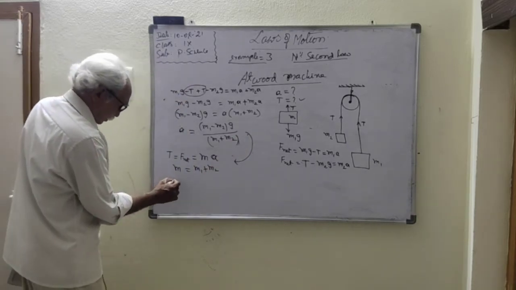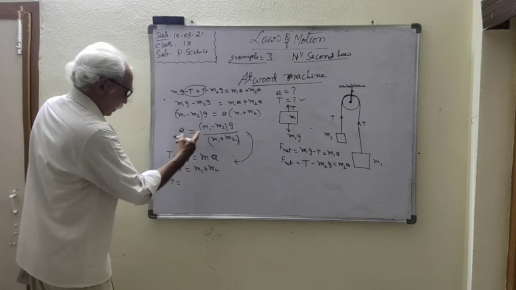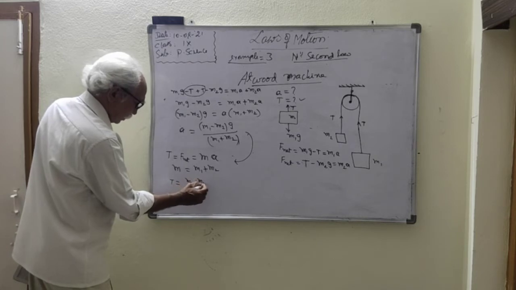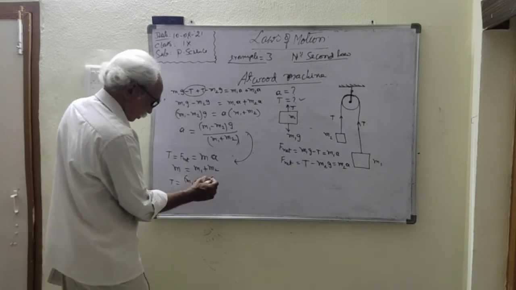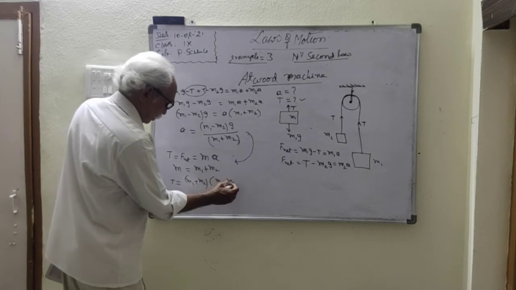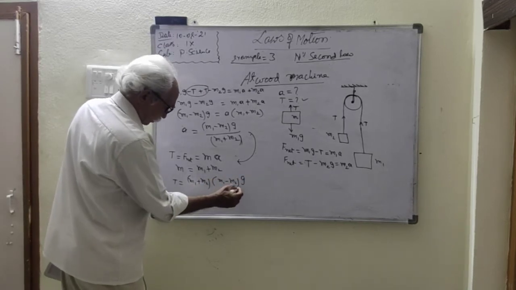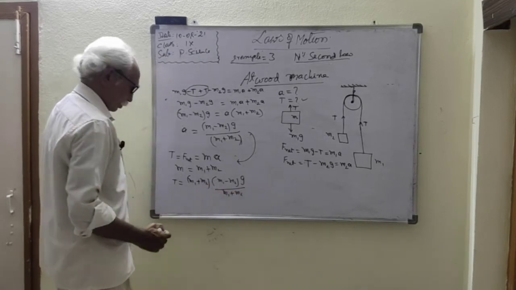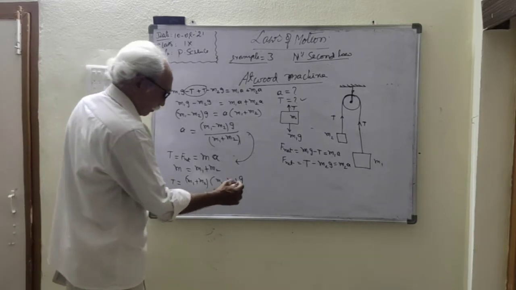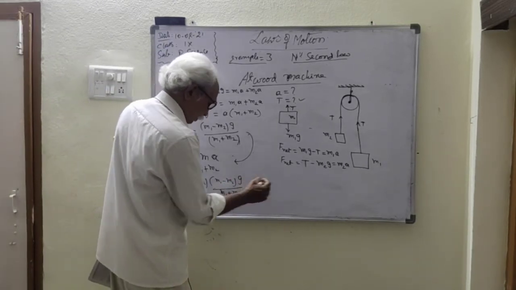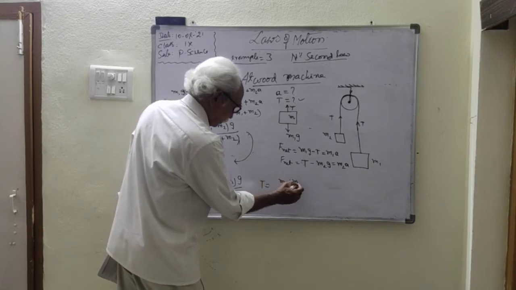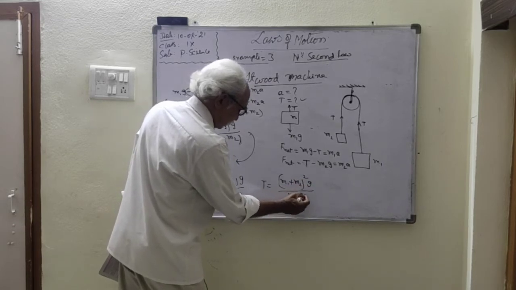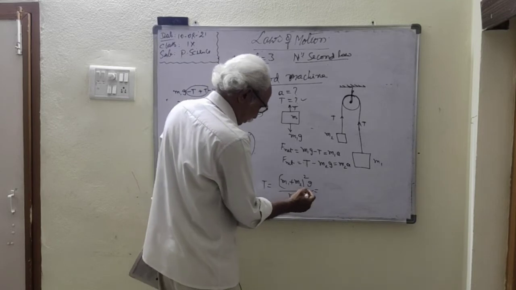Then write tension is equal to m into a. M means what? Total mass, m1 plus m2, into (m1 minus m2) into g by (m1 plus m2). So from this equation you can calculate further. So tension is equal to (m1 plus m2) square into g by (m1 plus m2).